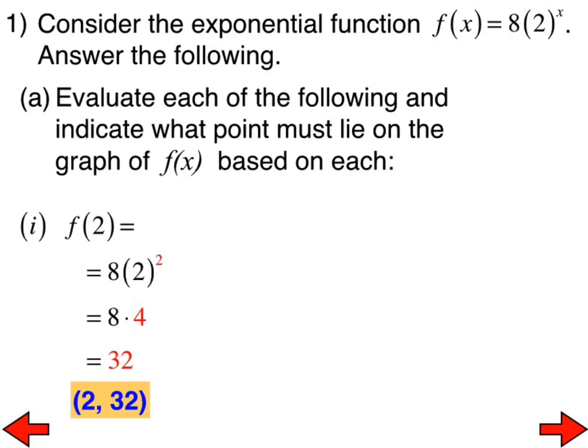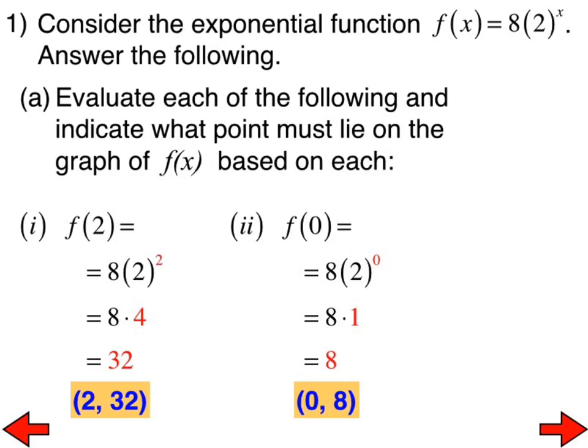All right, Max, sorry. Back to f of 0. F of 0 is 8. It is 8 because we have 8 times 2 to the 0 power. 2 to the 0 power is 1. And 8 times 1 is 8. That gives us another ordered pair that is 0, 8.